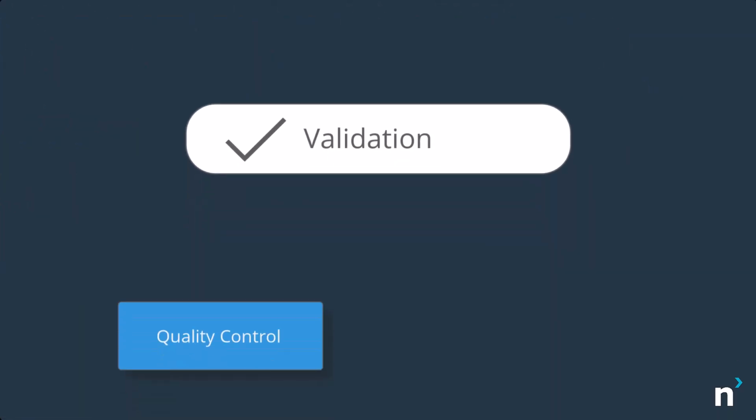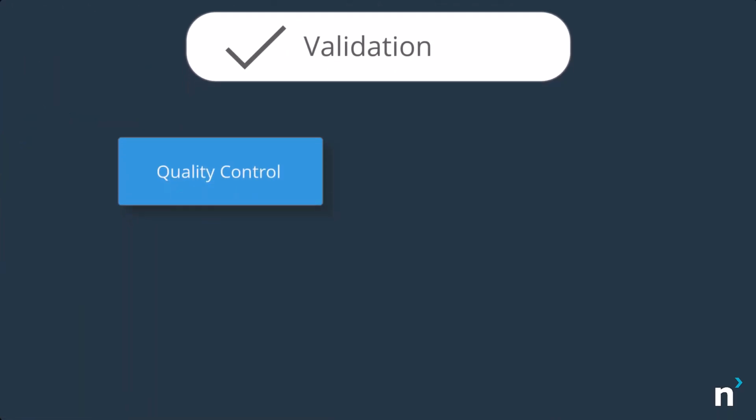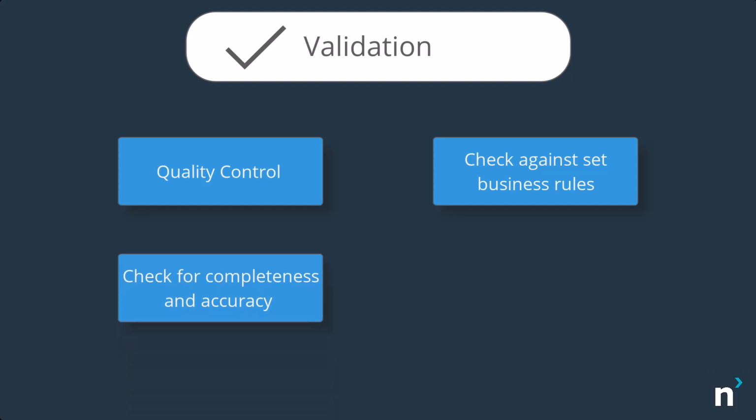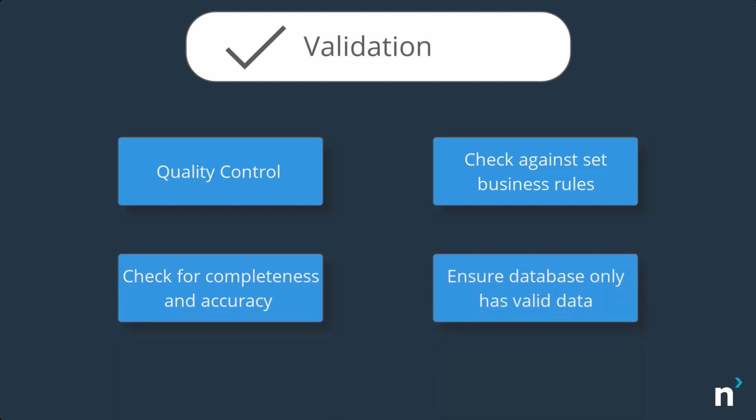Validation logic blocks are the quality control step for your data. Before anything gets saved, they check it against your business rules to make sure everything is complete and accurate. If data is missing or doesn't meet the requirements, the save will fail, ensuring the database only has valid data.